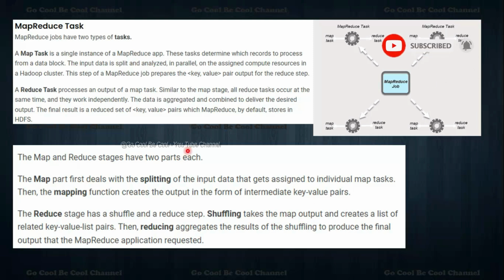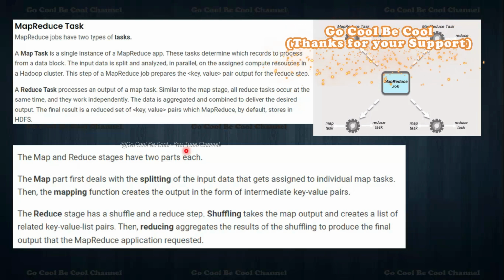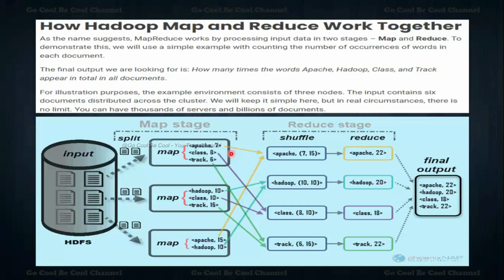So for example, this is the input data. We have HDFS systems, and for example, 6 files. In the map stage, it will split them into 2, 2, 2. Then map allocation: for example, Apache 7, class 8, track 6. This is the map that is split to 1. The next one is a map with Hadoop 10, class 10, and track 16. Then map 15 and map Hadoop 10. So these are the 3 stages we have.